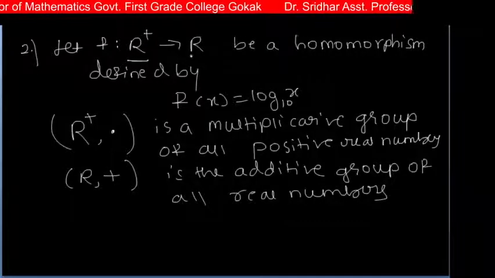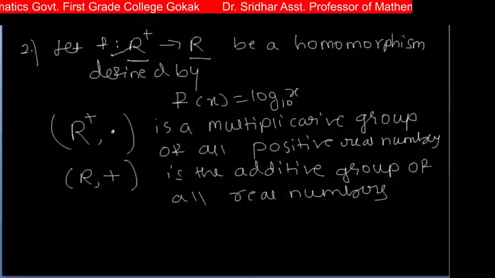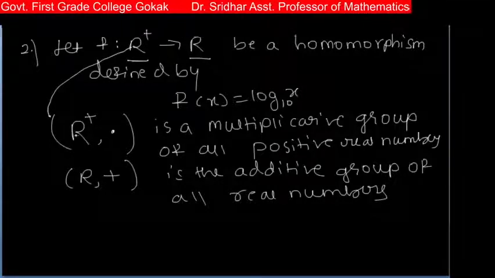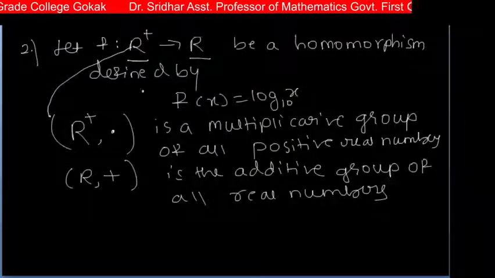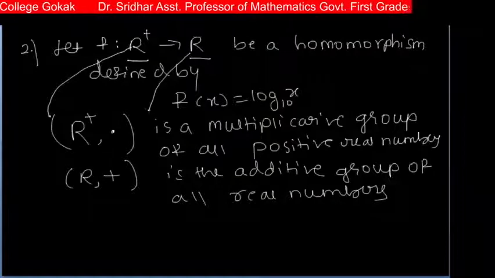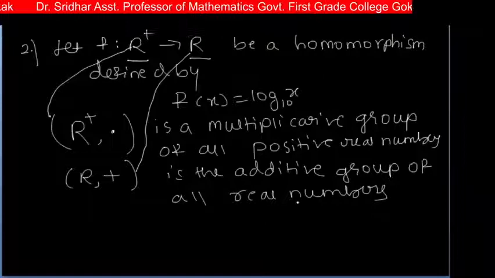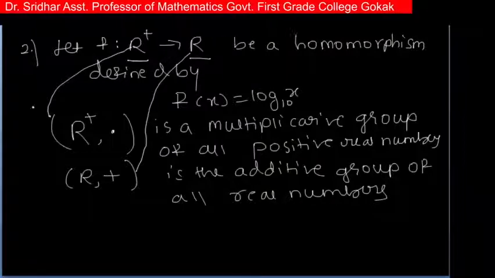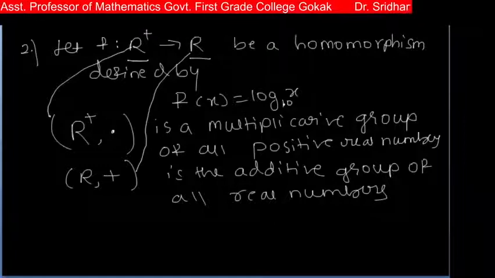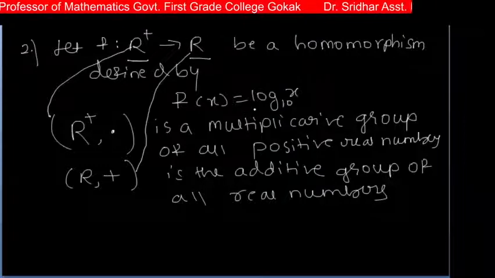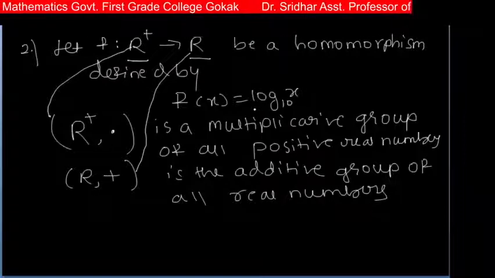That means this is that group. Here R plus is a multiplicative group of all positive real numbers, whereas this one is an additive group of all real numbers. This mapping is defined by f of x equals log x to the base 10. Then we find the kernel of the homomorphism.